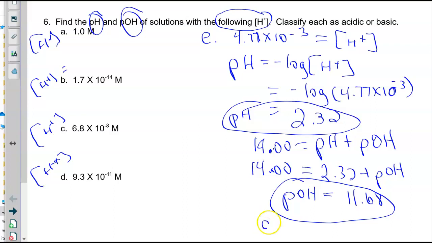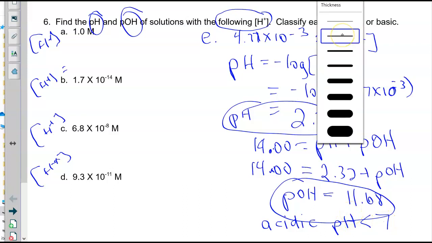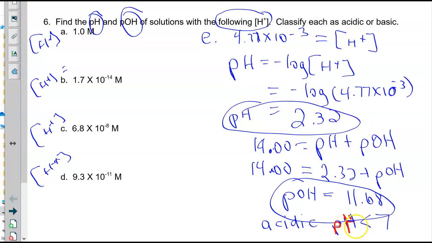You could say this is an acid, or acidic, because pH is less than 7. I'm going to use a different color with a thicker marker so you can see that. If it were basic, pH is greater than 7. This is what you're going to do on your paper for parts A, B, 6C, and 6D. You have 4 of these problems to practice this skill. You're going to circle your pH, circle your pOH, and then write a statement that tells me it's acidic or basic and why.